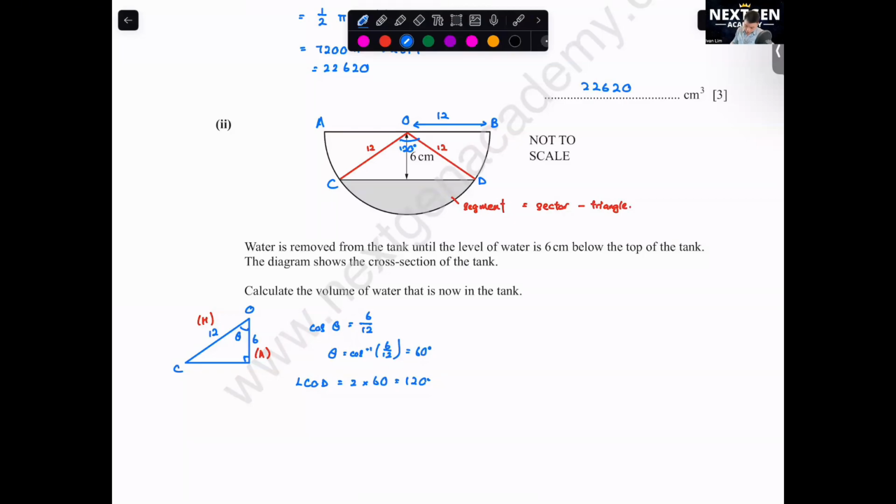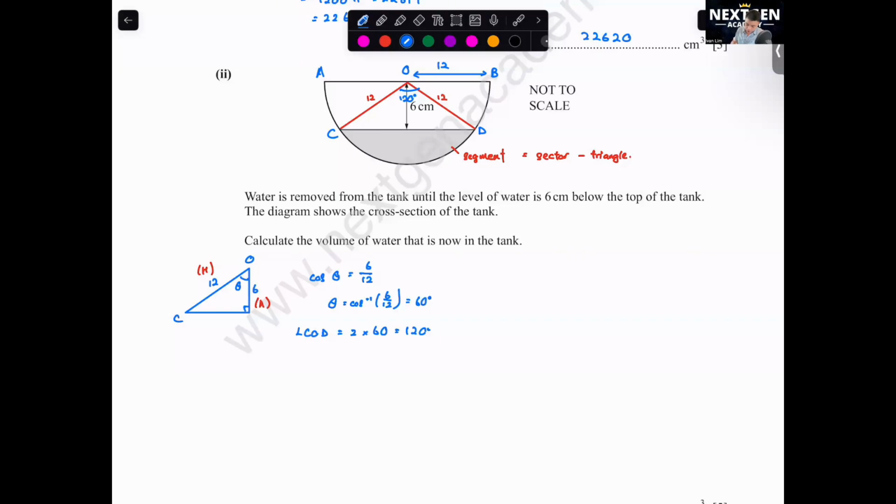Okay, do I have enough information already? Yeah, I can find already. So I can find area of triangle and area of sector. So I find area of sector first. Area of sector COD, which is equal to 120 over 360 times pi r squared. Okay, so calculate this. 120 over 360 times 12 squared, which is equal to 48 pi.